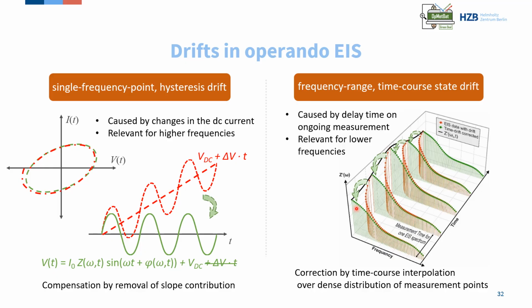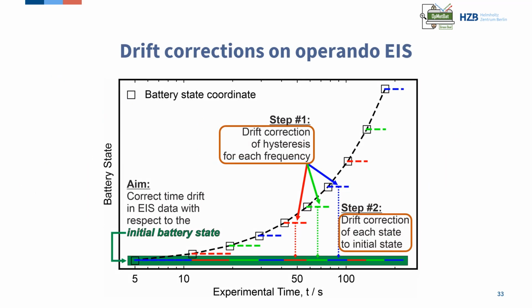Therefore, a projection of the impedance parameters is calculated for the initial frequencies at the initial time of measurement. A general way to visualize this combination of drift corrections is with the state coordinates of a changing electrochemical system. First, the hysteresis correction is applied for every frequency point, and then the second state correction is applied for all points. With this, the impedance data should represent the electrochemical system at the beginning of the measurement.